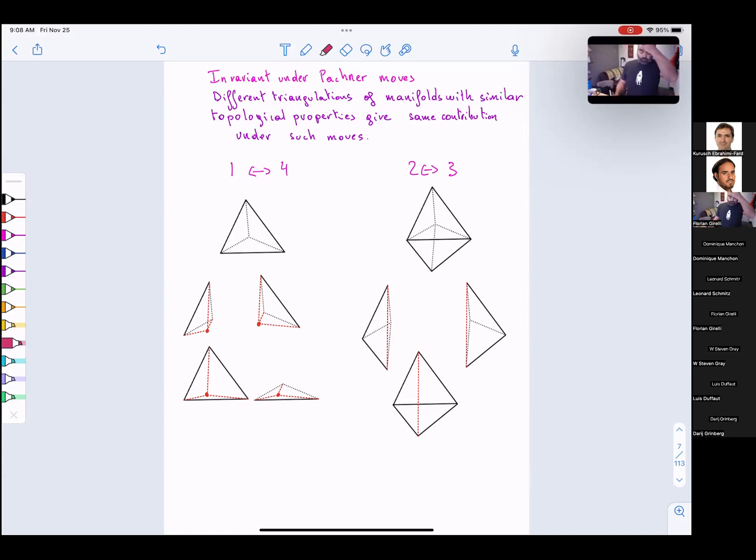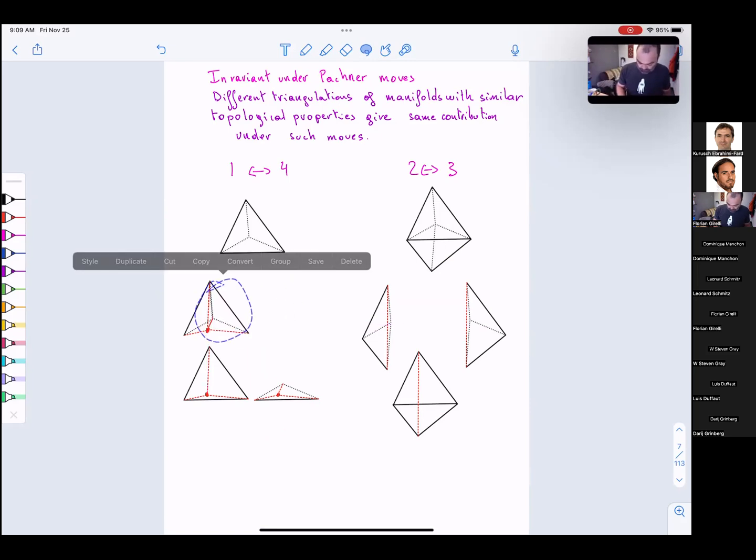So we have two moves in 3D. The first one is that you can have one tetrahedron, and you can put a point in there and build out of this one tetrahedron 4 tetrahedra. Or you can start with 4 tetrahedra and coarse grain it into one tetrahedron. And so here I just wanted to illustrate. Over there, I've got 4 tetrahedra, and I can basically merge them.